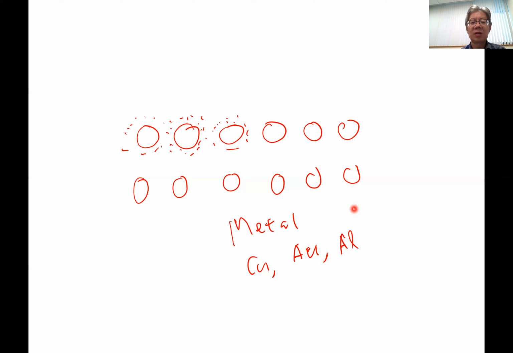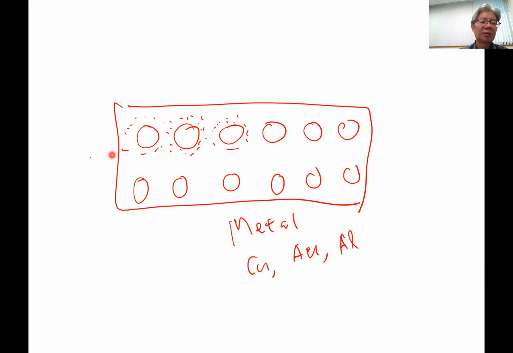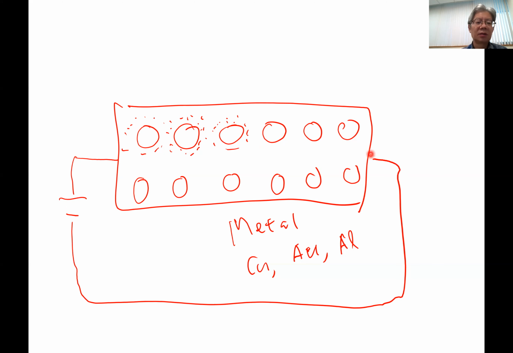So you may think that if that's the case, how about just applying a bias? This is a piece of metal, and I just connect it to a battery. In this case, you may think that the current will flow. This is the current direction, because you have movable electrons inside the metal.